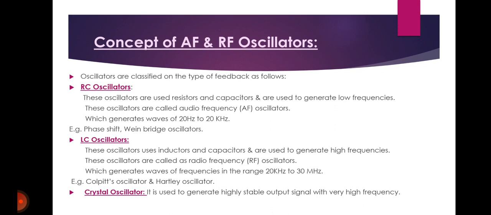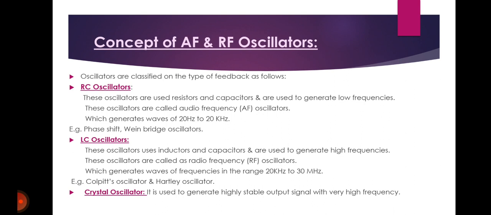Next one is the LC oscillator. These oscillators use inductors and capacitors and are used to generate high frequencies. These oscillators are called radio frequency, that is RF oscillators, which generate waves of frequencies in the range 20 kHz to 30 MHz. Examples of LC oscillators are Colpitts and Hartley oscillators.